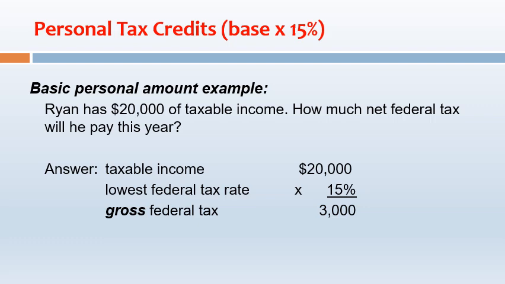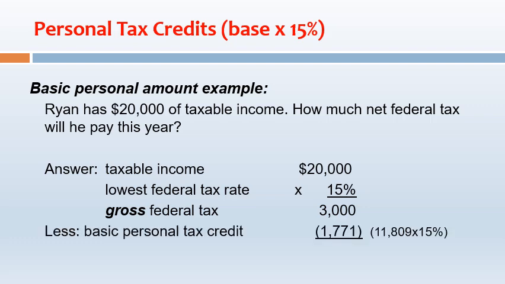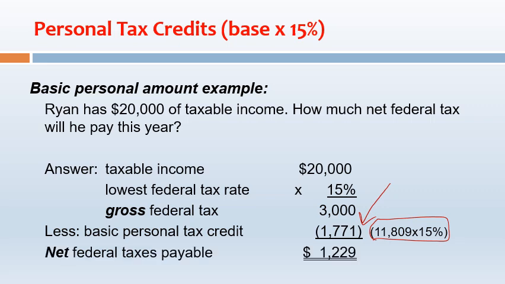And we know that we have a basic personal tax credit to apply here. So the amount of basic personal tax credit is noted for the current year right here, and this is how the calculation takes place. The credit itself is 15% of the base amount, which gives us a final amount of net federal taxes payable, right? Net of any tax credits for the year noted right here. And that's how much tax, in the absence of any other tax credits, that Ryan is going to pay for the year.